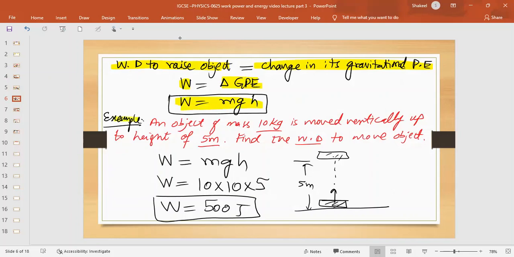Okay, so now let's look at an example. An object of mass 10 kg is moved vertically up to a height of 5 meters. Find the work done to move the object. Work done is the change in GPE. Mass is 10, g is 10, and height is 5. So if the mass was initially on the ground and you moved it up to a height of 5 meters, you have done 500 joules of work to raise that object upward, and at the end that work done will be stored in the form of GPE, which is 500 joules.